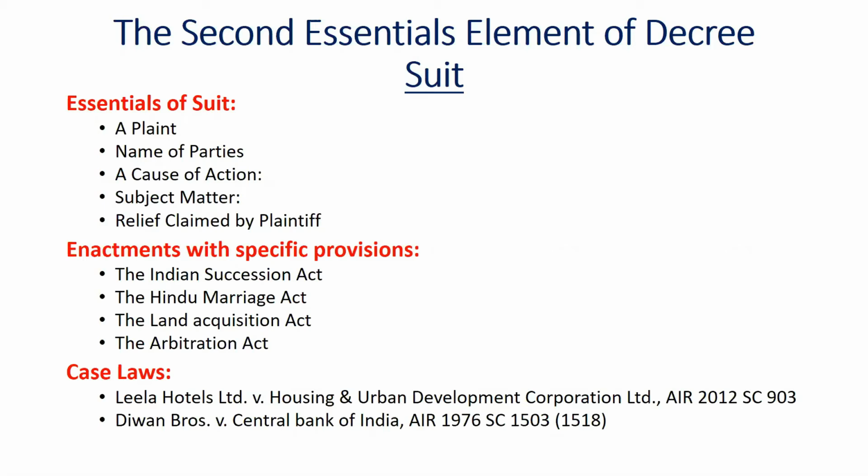Then relief claimed by the plaintiff, that is the next essential of the suit. No court will give relief unless relief is specifically claimed by the party. Relief is of two types: specific relief and alternative relief. Now there are certain enactments with specific provisions. Under certain enactments, specific provisions have been made to treat an application as a suit.